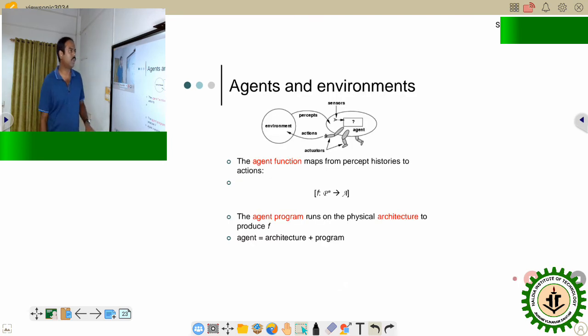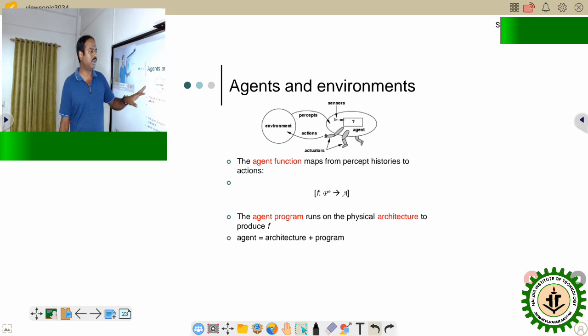Now the agent and its environment, we can see in the diagram here. The environment is there, the actuators are the legs and hands, and there are sensors. We have discussed sensors like temperature sensors, cameras, etc. And there are some actions. The actions are done through actuators, and the data is taken from the environment and goes through the sensors to the agent.